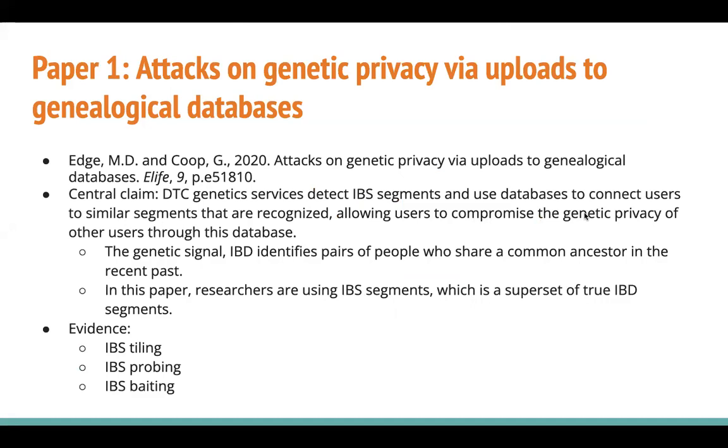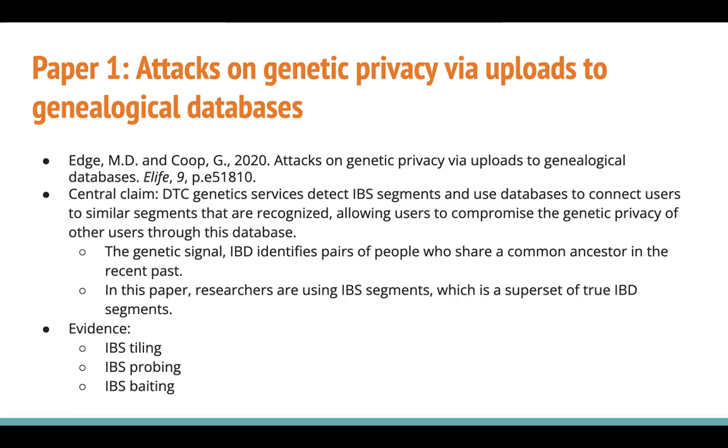Okay, so for paper one, it was called Attacks on Genetic Privacy via Uploads to Genealogical Databases. And so pretty much the central claim is that the DTC, or direct-to-consumer genetic services, are becoming increasingly popular. These services allow users to upload genetic information to search for relatives or others that share the same genetic genome. And so the database uses this genetic signal, or the IBD, which means identity by descent.